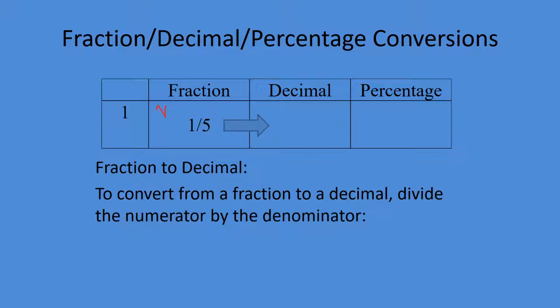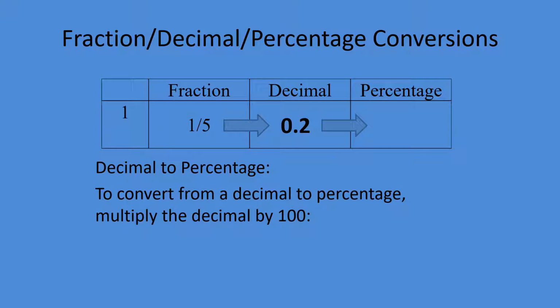All right, take out your calculators. The top number is the numerator, and the bottom number is the denominator. Take the numerator divided by the denominator. What do you get for 1 divided by 5? Yep, 0.2. The fraction bar is a division sign. How do you go from decimal to percentage? You multiply by 100. So 0.2 times 100 is 20%.